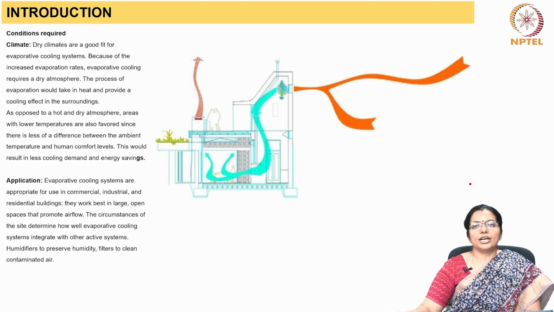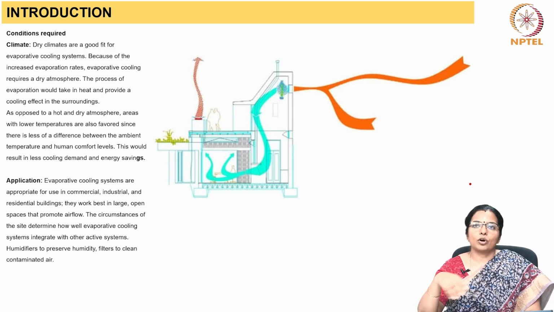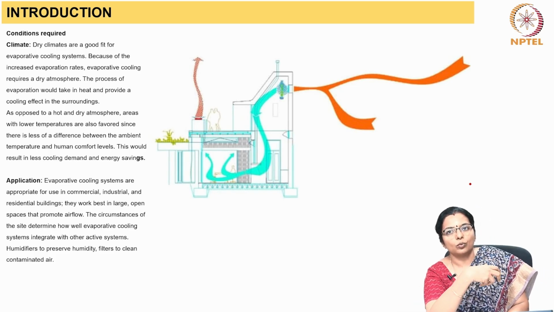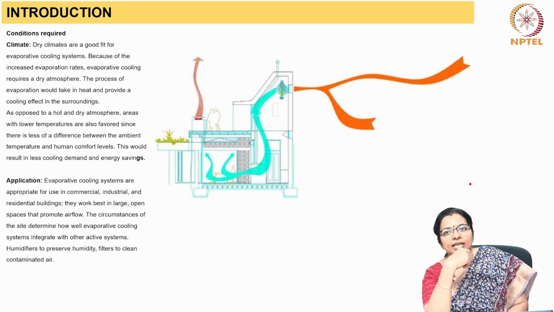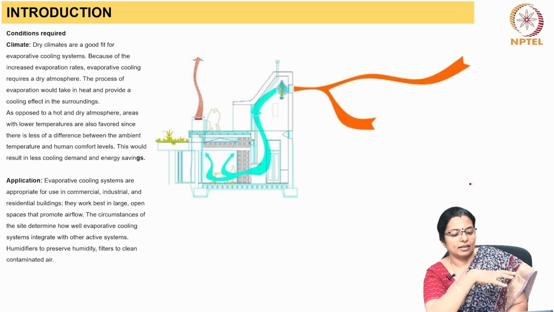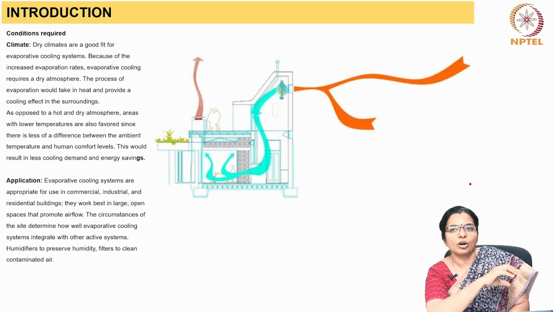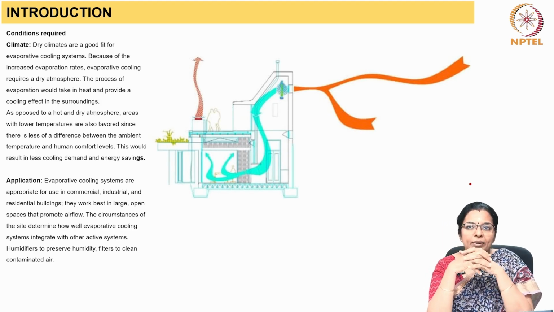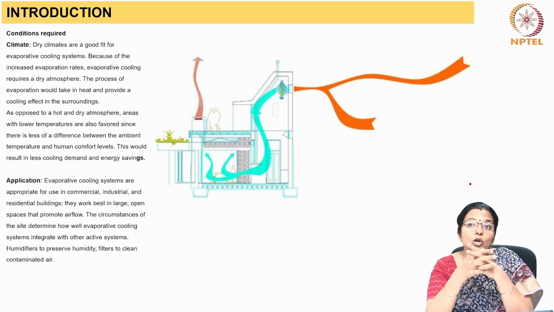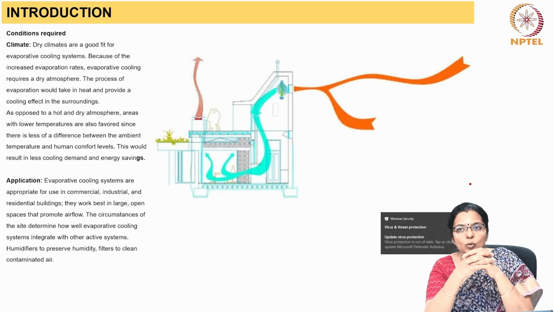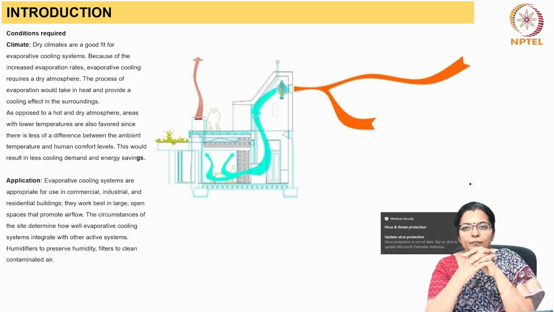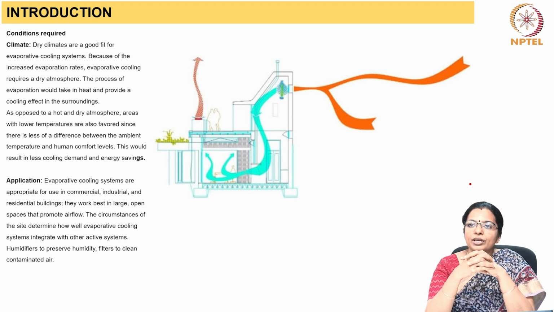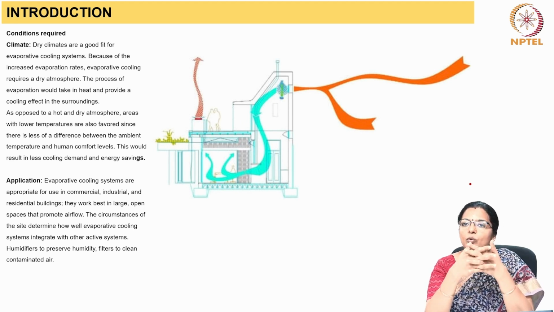Now, what are the conditions required for passive downdraft cooling to work? First, the climate has to be mostly hot and dry. Dry climates are a good fit for evaporative cooling systems because, due to increased evaporation rates, evaporative cooling requires a dry atmosphere. The process of evaporation would take in heat and provide a cooling effect in the surroundings.